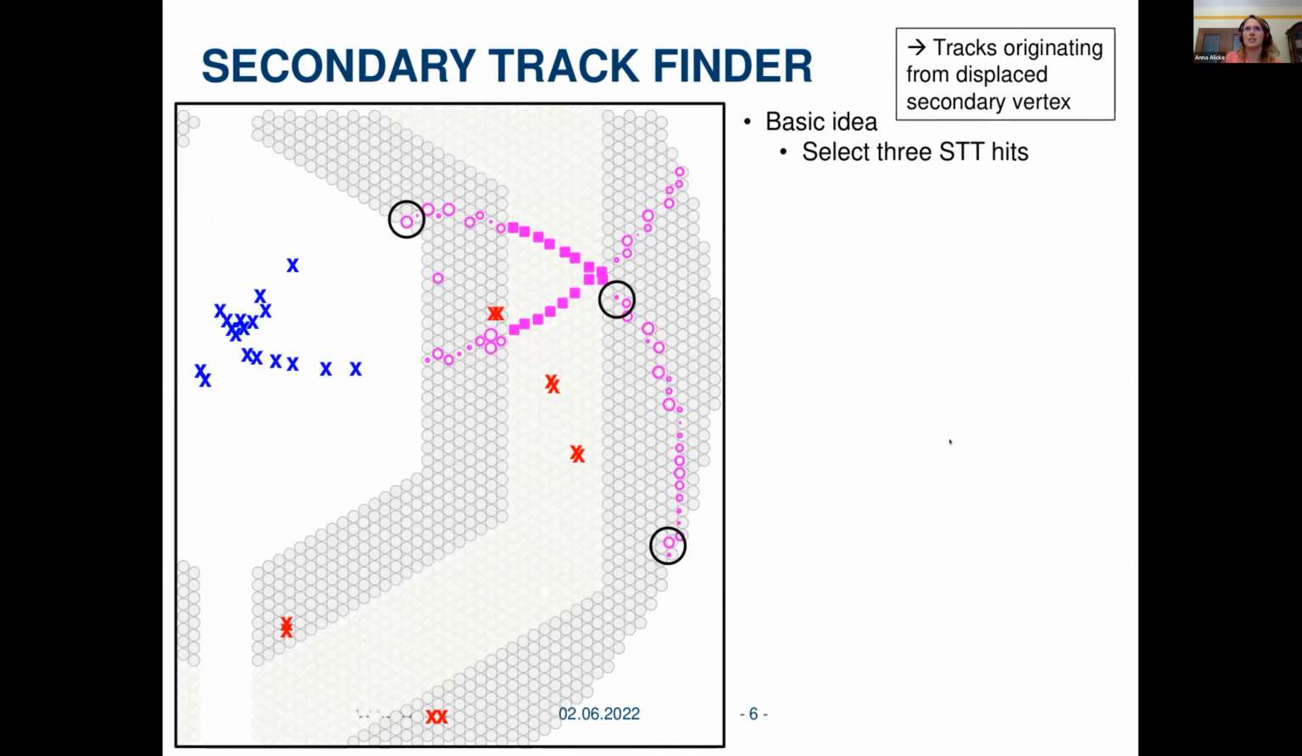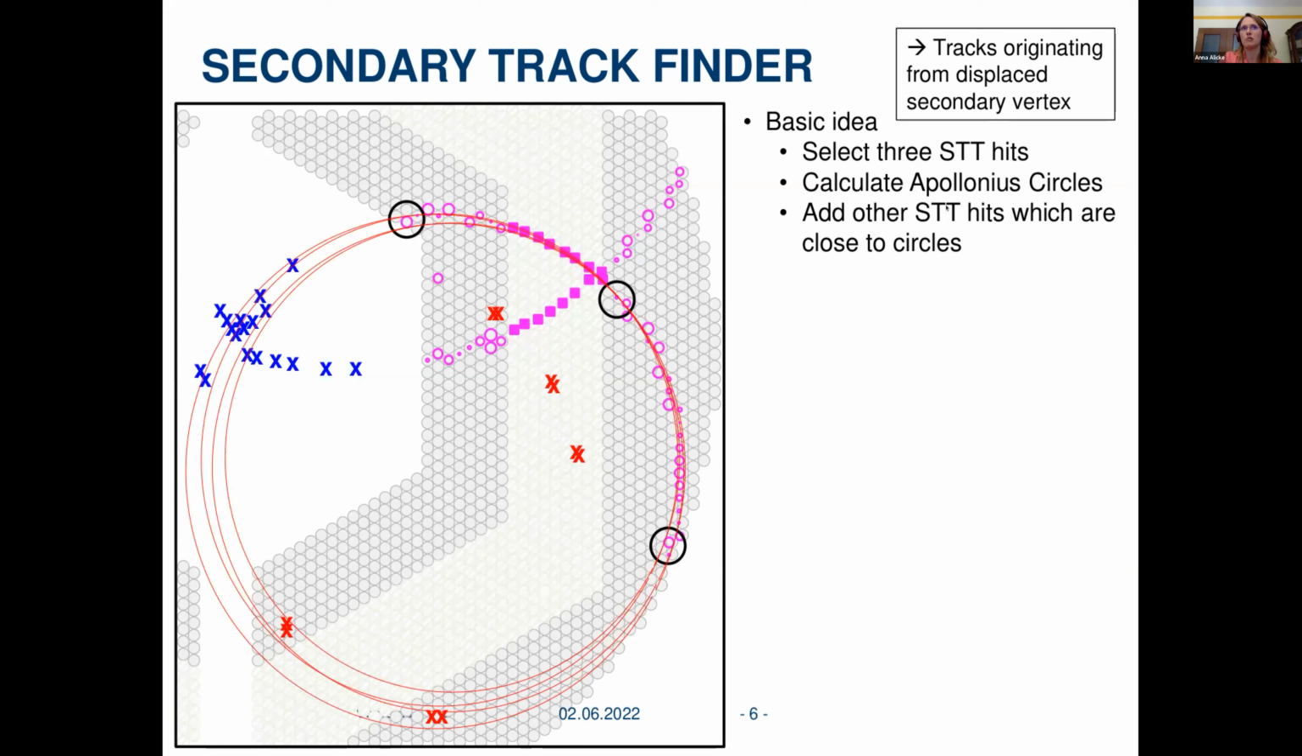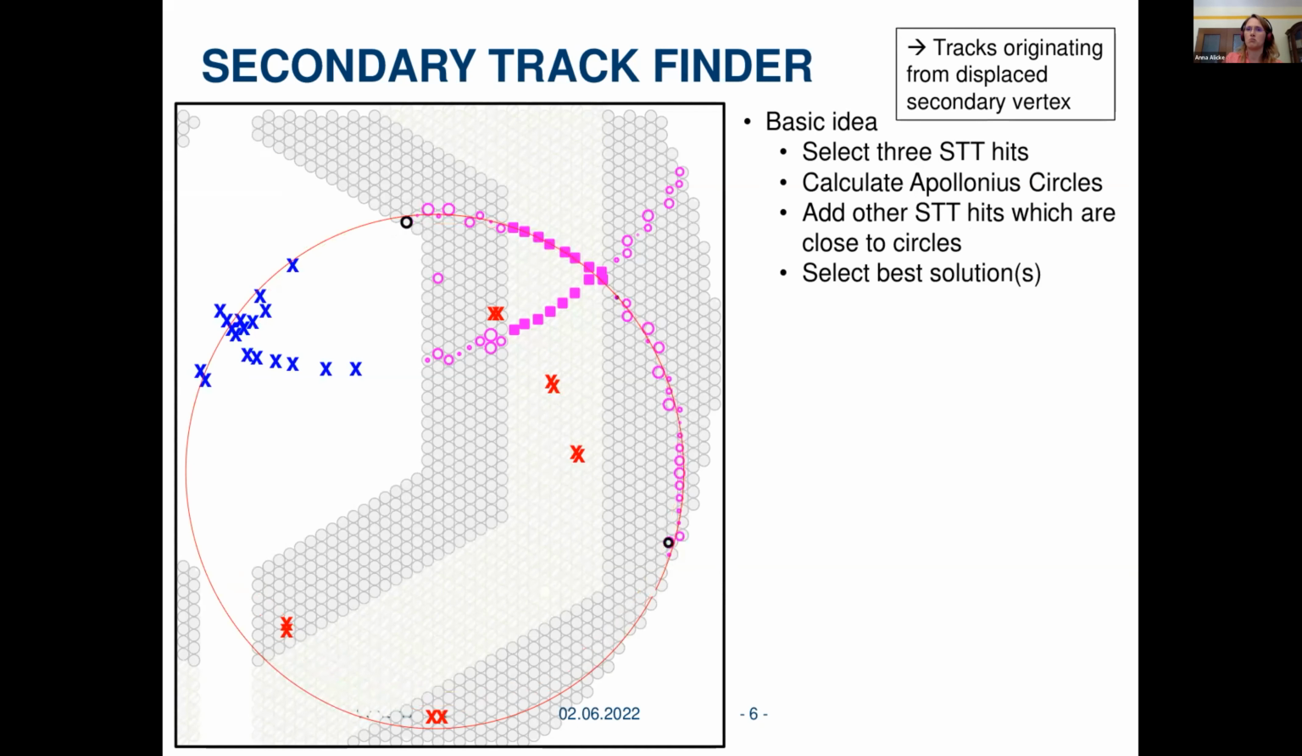Let me now come to the secondary track finder. I already told you that for the secondary track finder, I want to go a bit more into detail. The basic idea of the secondary track finder is that I only need to find a well-chosen set of 3 hits, calculate the corresponding Apollonius circles, and I know that one of these circles must be my true particle track.